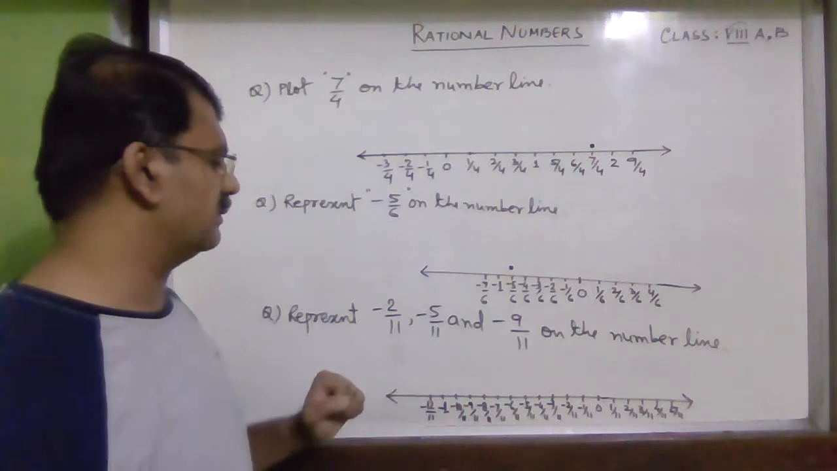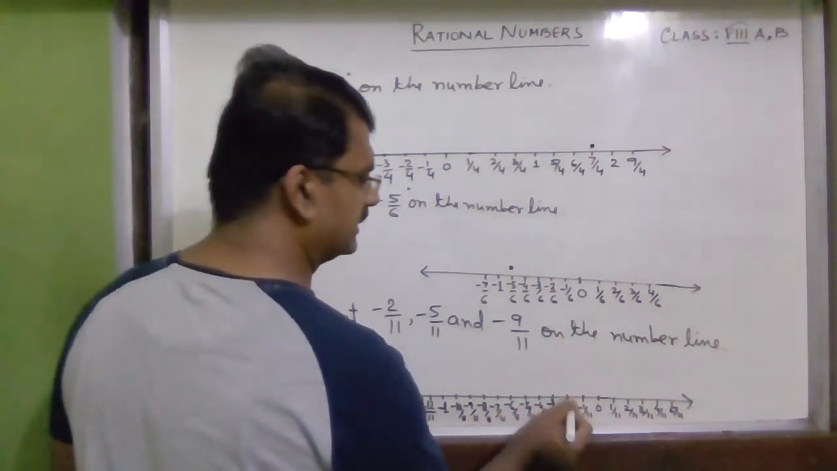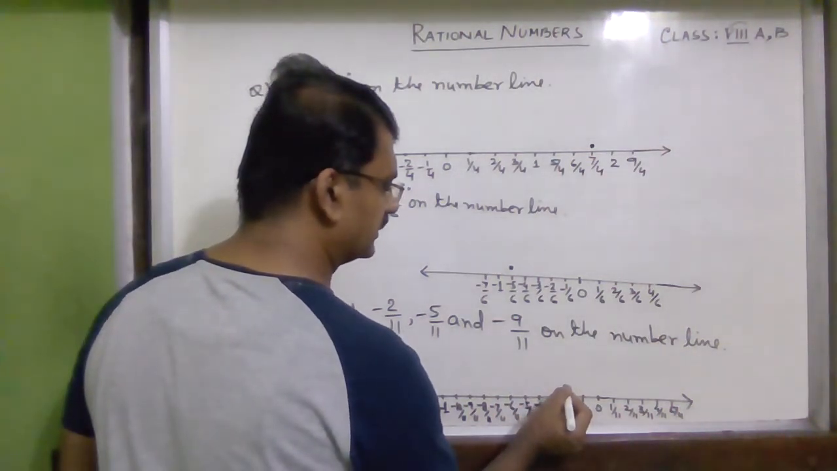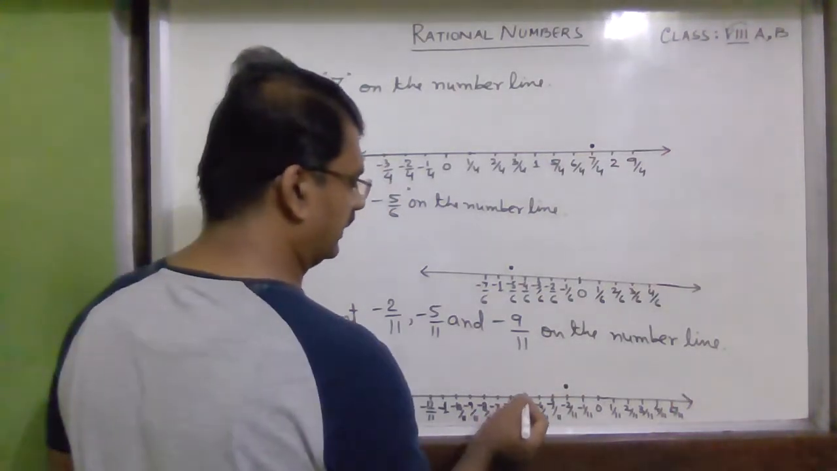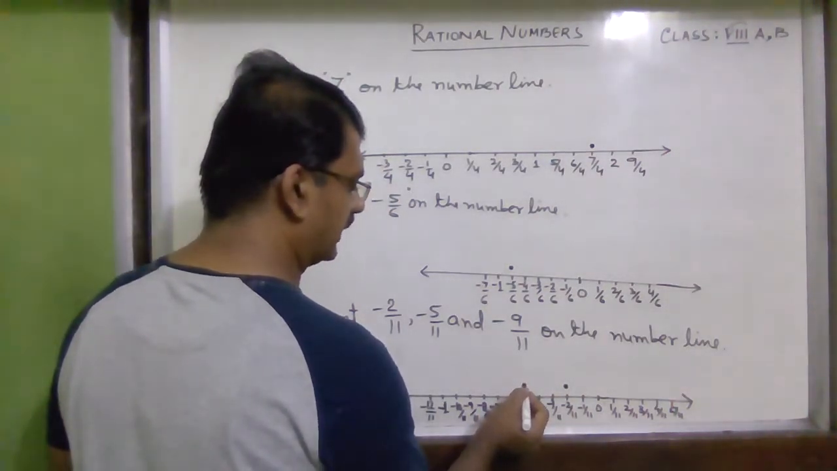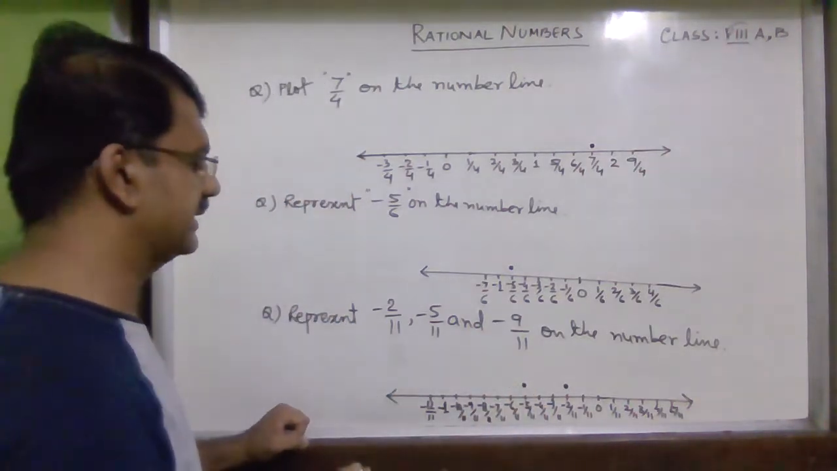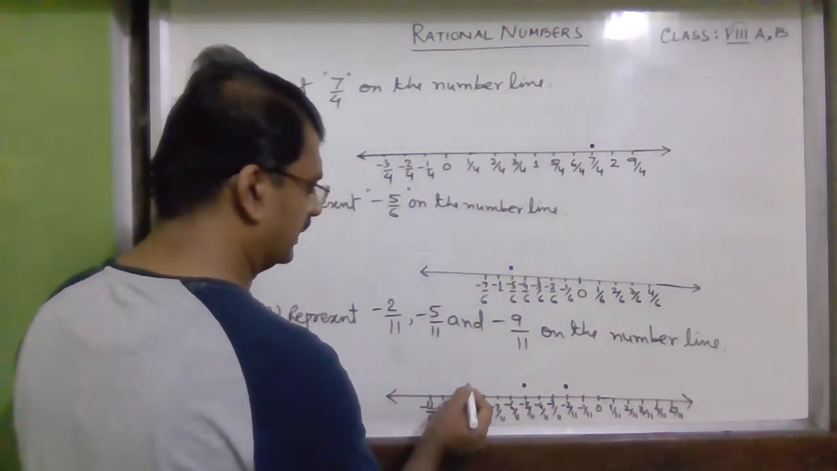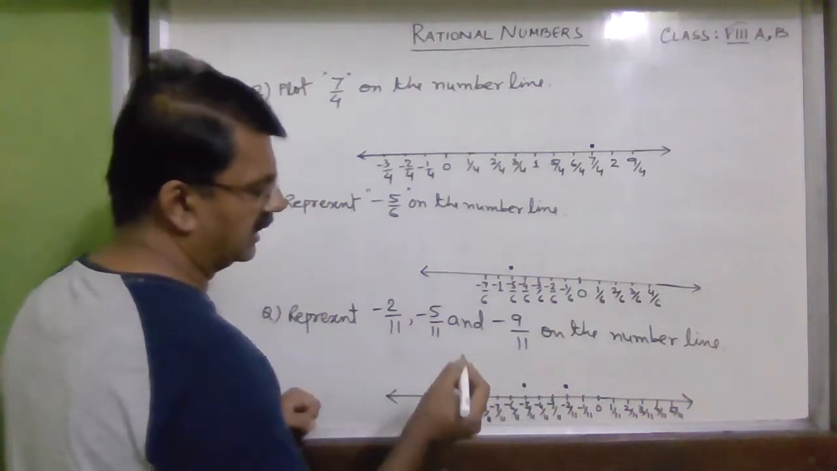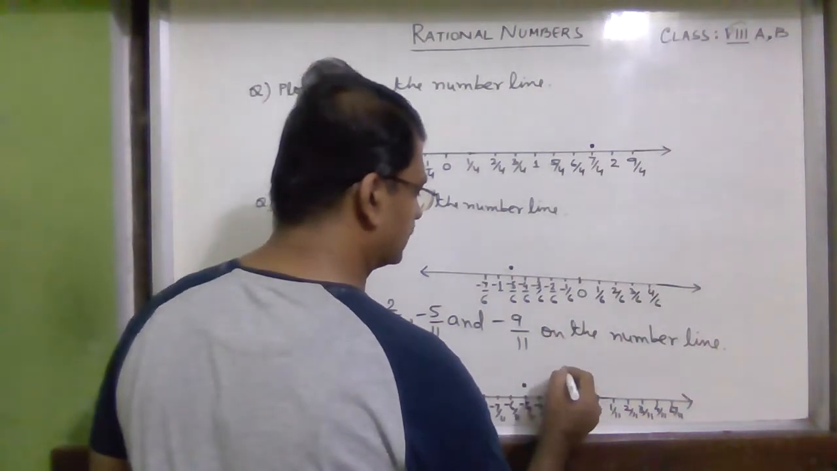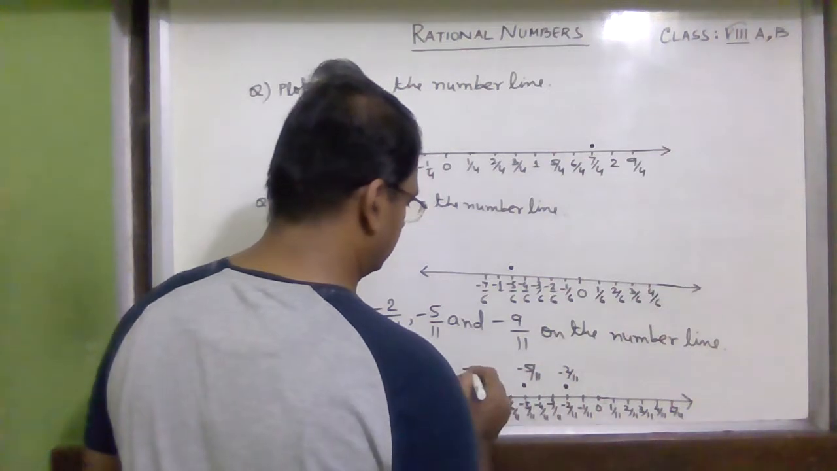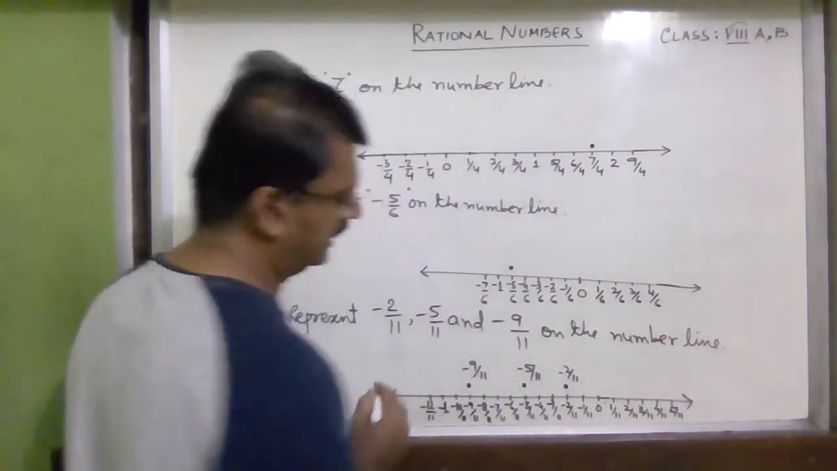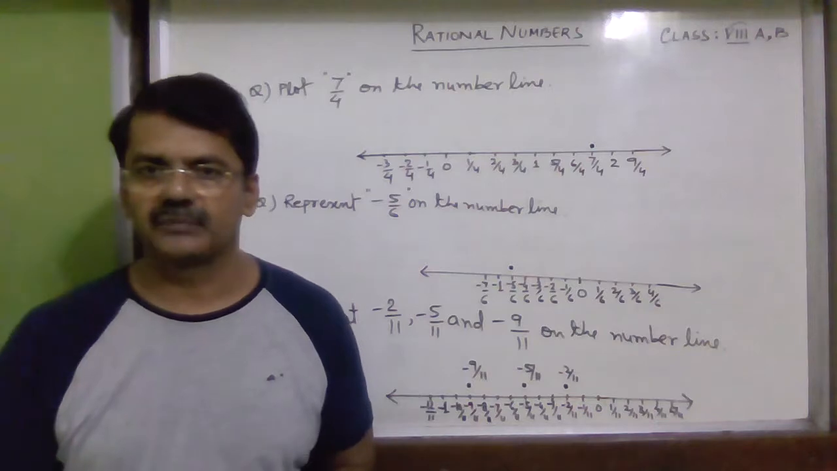Now the first number was minus 2 by 11. Minus 2 by 11 is here, so you just mark a point here. Then minus 5 by 11. Minus 5 by 11 is here, so mark another point here. And then minus 9 by 11. Minus 9 by 11 is here, so you mark a point here also. Now you write this is minus 2 by 11. This is minus 5 by 11. This is minus 9 by 11, and that is your answer. Clear?